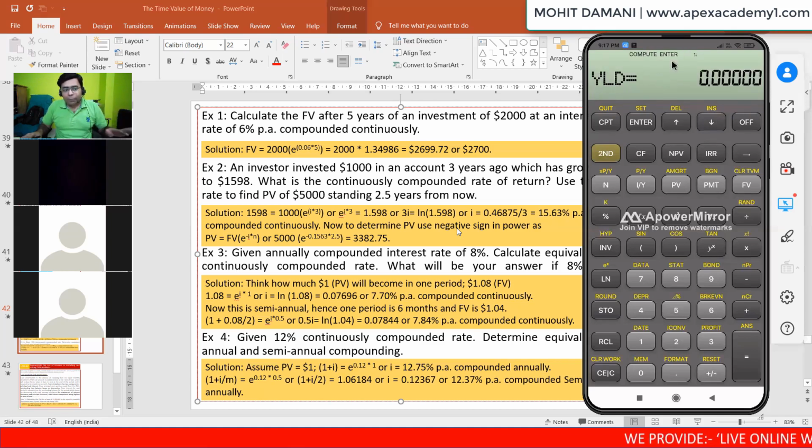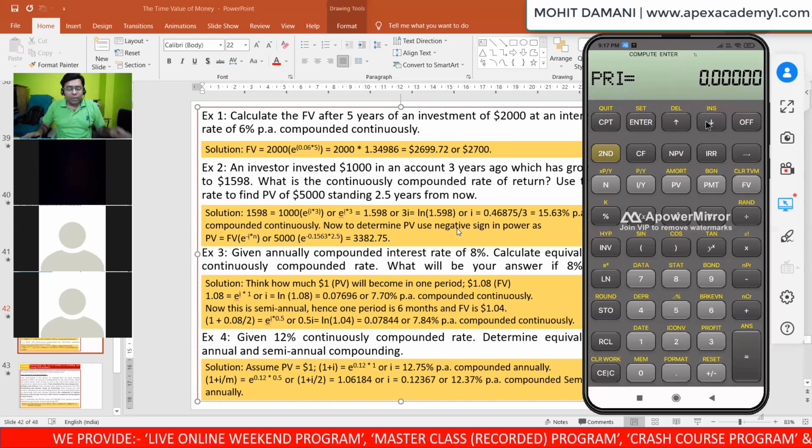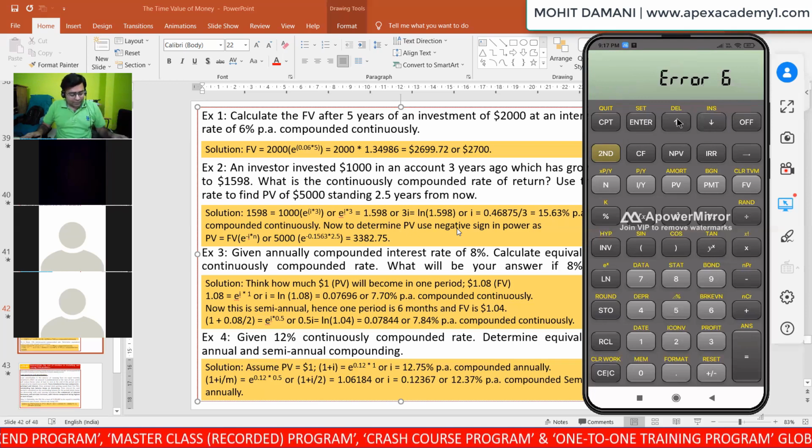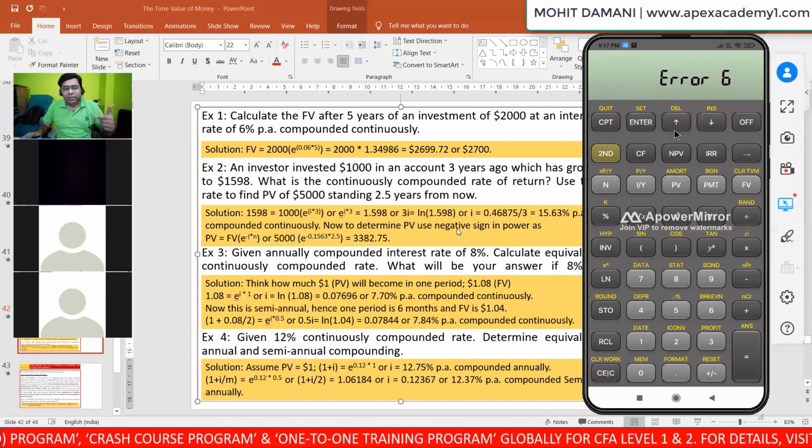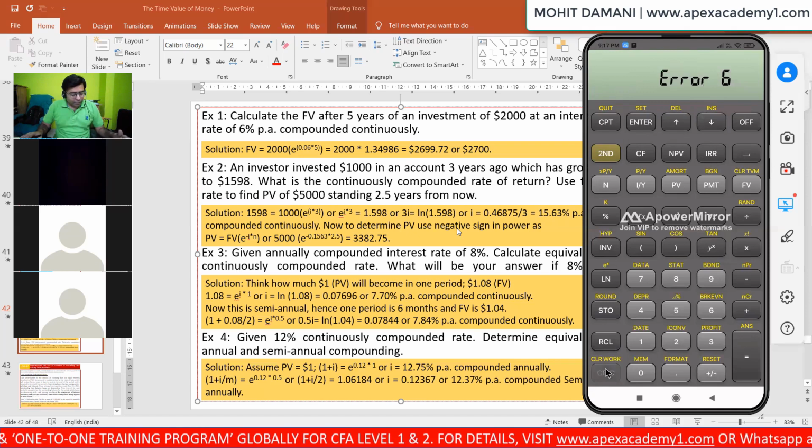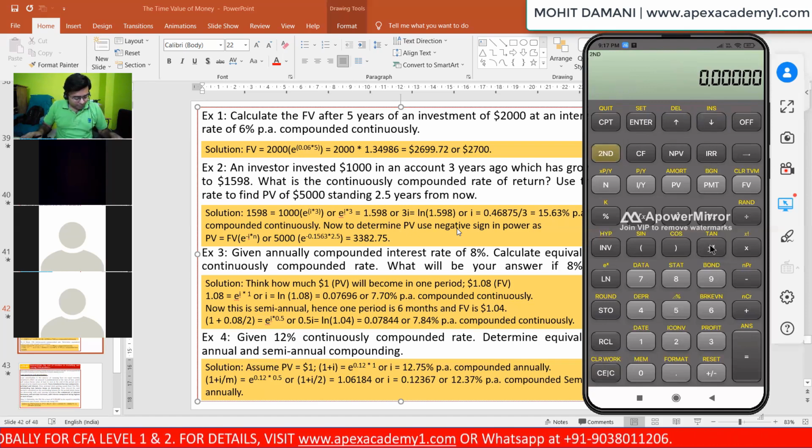Yield. This can be computed. Now what can you get when you input all these things? Yield, price of the bond. You can calculate the price of the bond, exact price. And there is one more thing, because I have not input anything, it is showing error. Now let's plug in the numbers.